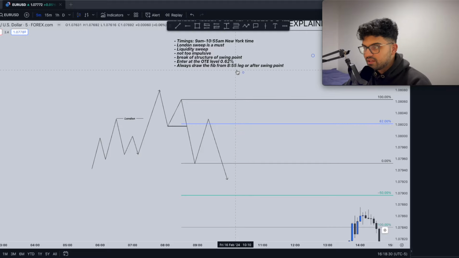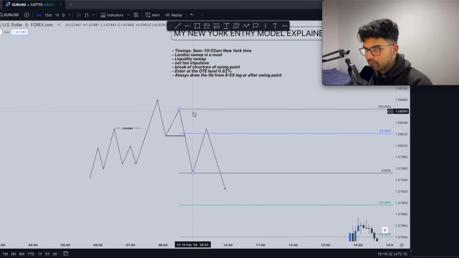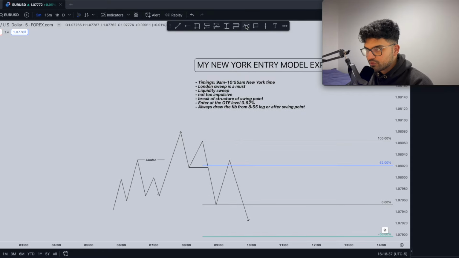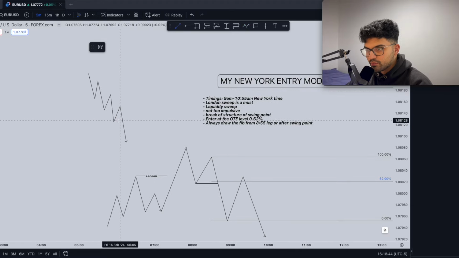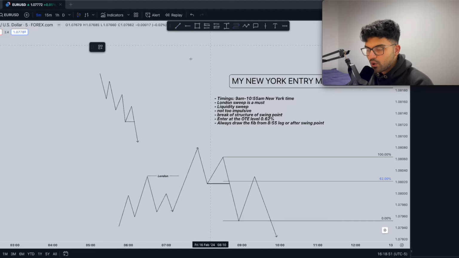Now in terms of the 8:55 leg, what am I talking about here? The swing point is not always going to look very generic like this. Okay, sometimes you're going to have something like this. Now this could be the break of structure that happens here, and let's say, I don't know, 10:30 a.m. But where are we going to draw the fib from? So this is where the 8:55 leg comes up, and it's something that I've discovered, and it works a lot of the time. It's very high probability.